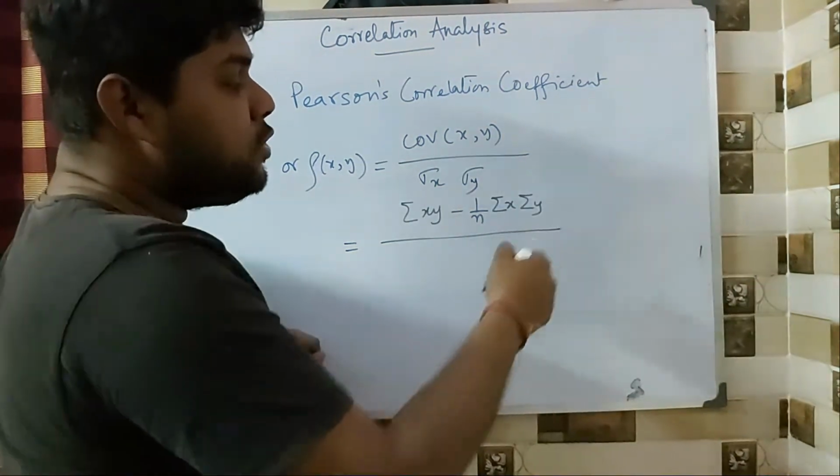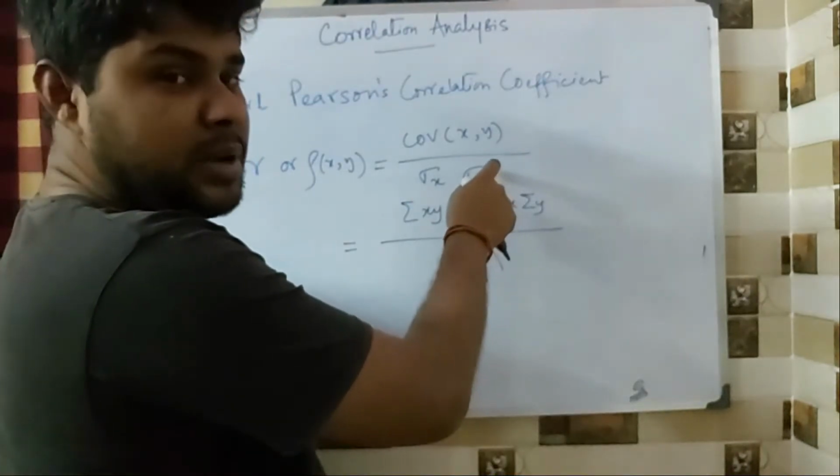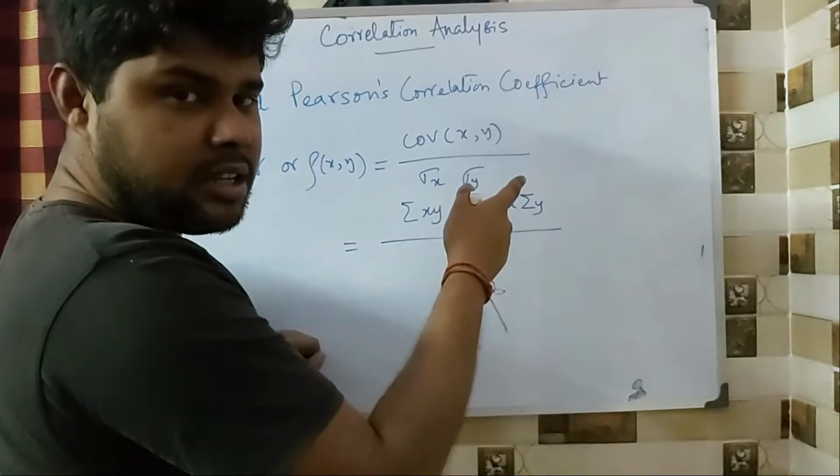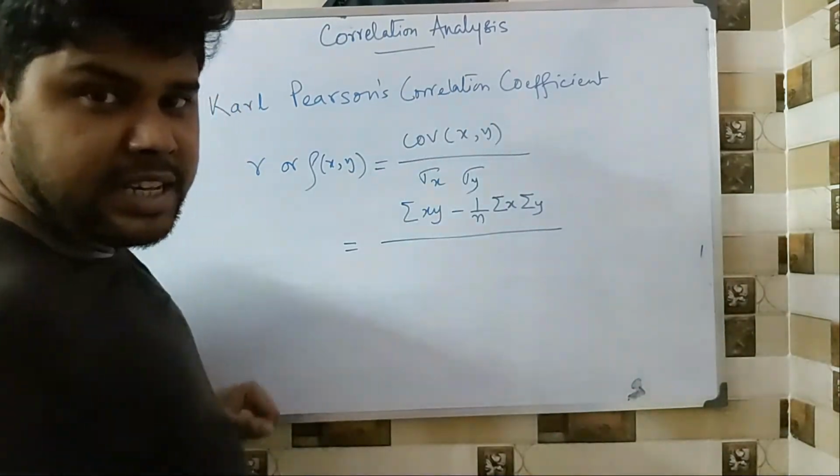Now that outside 1 by n will actually get cancelled. Why? Because there is 1 by n here, there is 1 by n here, under root 1 by n rather. So both those under root 1 by n multiply to give you 1 by n, which gets cancelled.